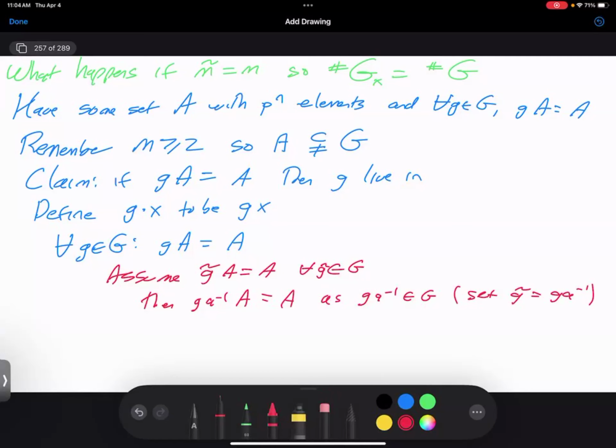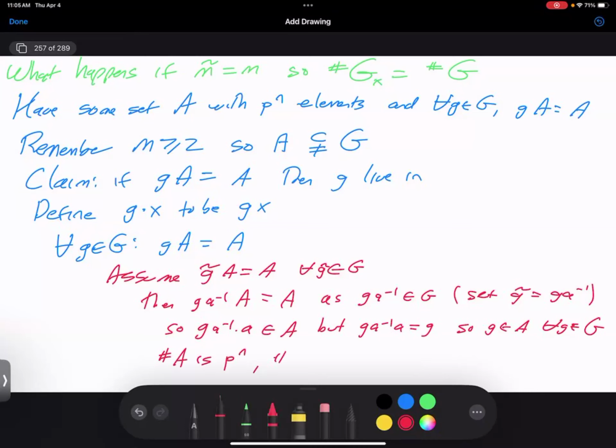In particular, can you give me an element in A that might be really, really good to have g inverse act on? So g inverse acting on a has to be in A. But g inverse a equals g, so little g is in A for all g in G. And we just showed that there are too many elements. The cardinality of A is p to the n. The cardinality of G is p to the n m, which is greater than p to the n as m is greater than or equal to 2. Contradiction.